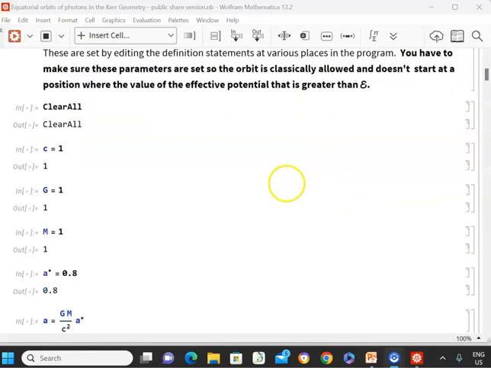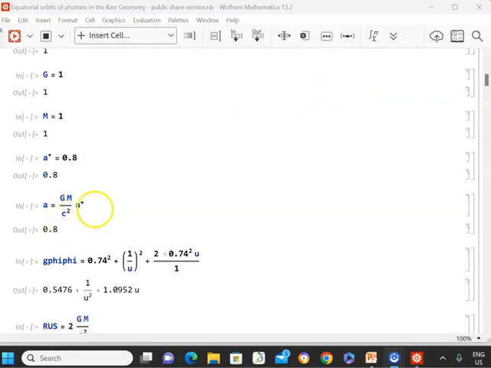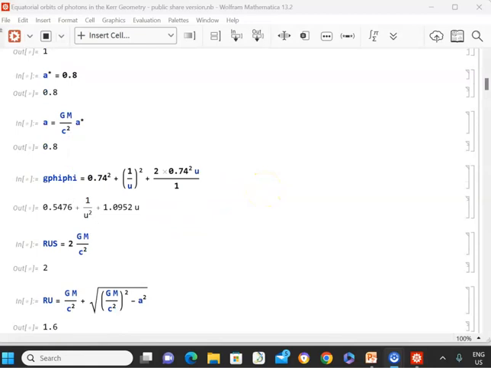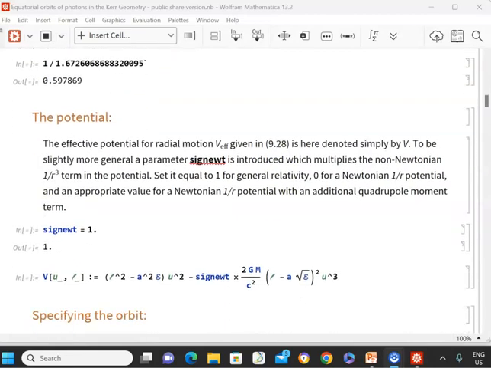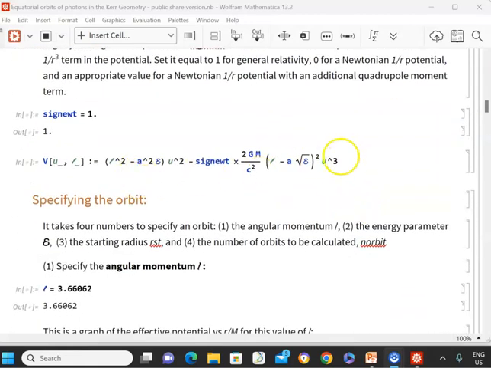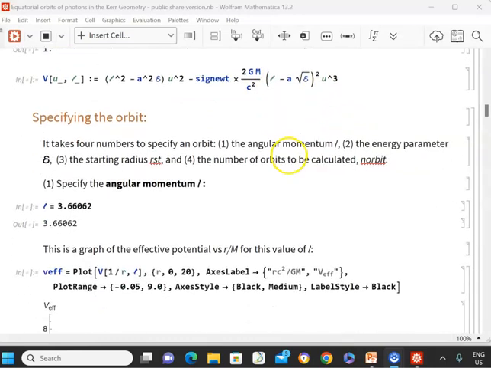Now, starting with all that, A star is the dimensionless spin parameter. A is GM on c squared times A star. G, M and c are all set to 1 for this, so we're talking about angular momentum. For particles with mass, it's angular momentum per unit of mass, but with massless particles that doesn't apply, but we're still setting G, M and c to 1 here. So you need to specify the effective potential, and we've derived all that in previous videos. I'll just run through that again in a moment, to remind us of that.